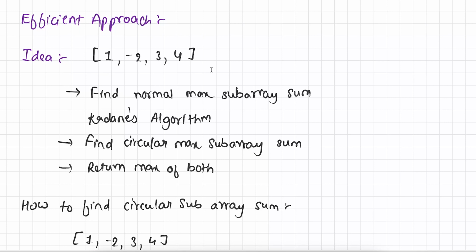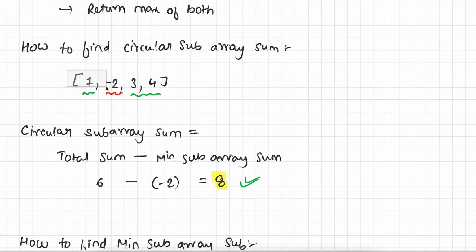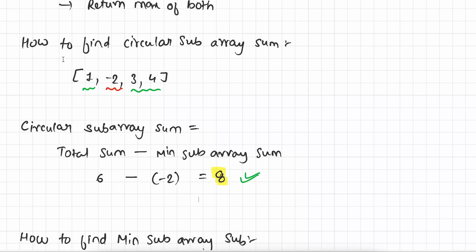Now the question arises: how to find the circular subarray sum? So let's see how we find it. Let's say we have an array like this: 1, minus 2, 3 and 4. This is the same array we have been using. If you look at this array carefully, you will see that the maximum circular subarray sum is produced by adding the 3, 4 and 1 elements.